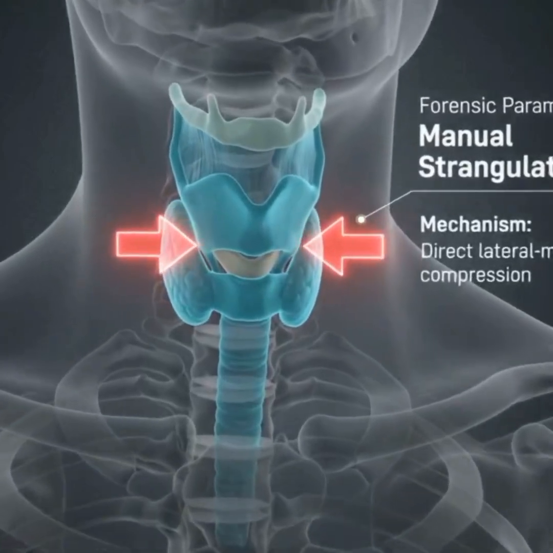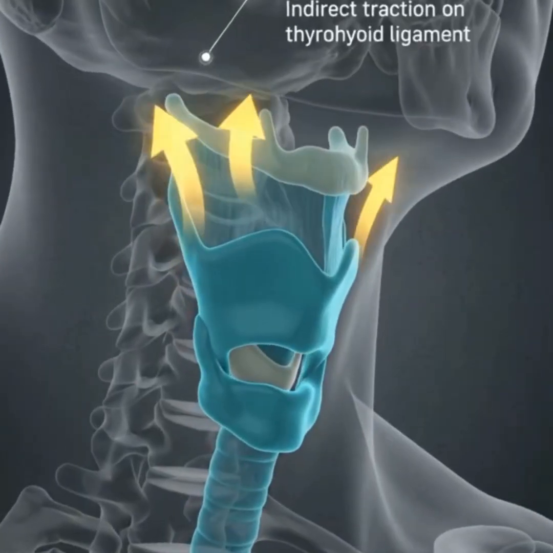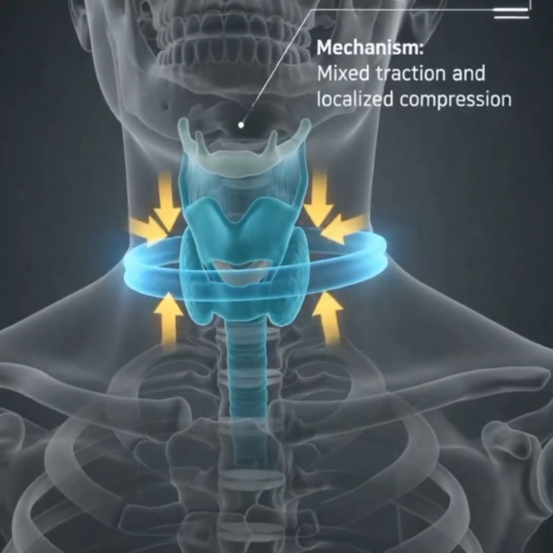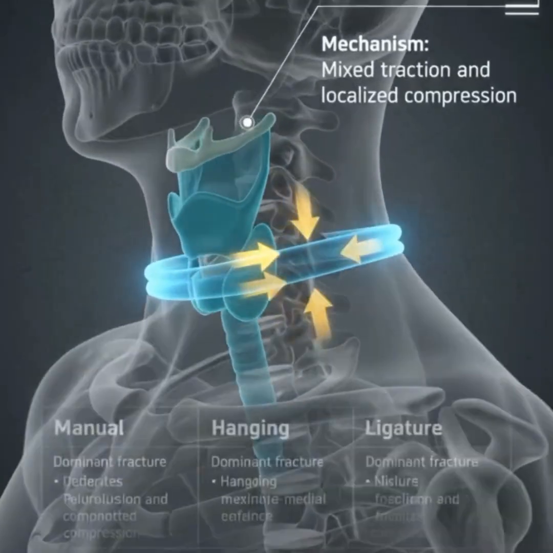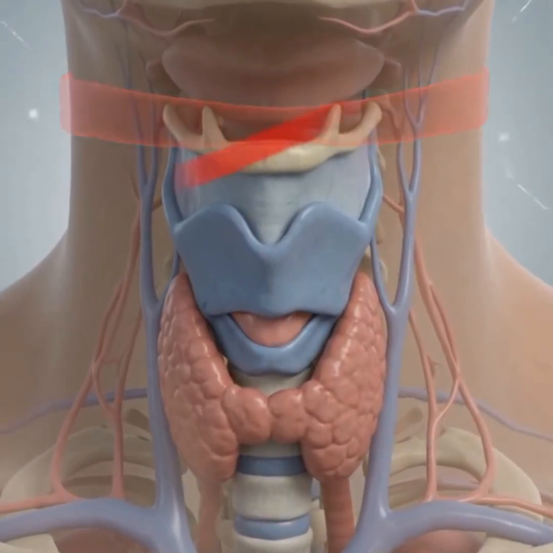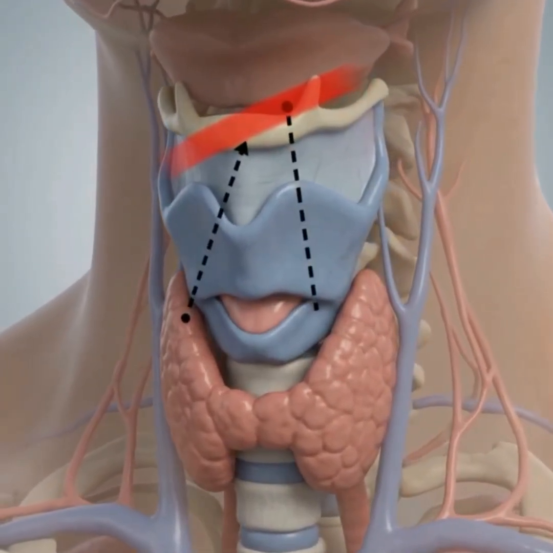Manual strangulation causes direct compression. Hanging results in indirect traction. Ligature strangulation involves mixed forces. These are key forensic parameters. In forensic pathology, the level of neck constriction is a key parameter. For manual strangulation and hangings, it's typically above the thyroid cartilage. Ligature strangulation usually occurs at or below it.